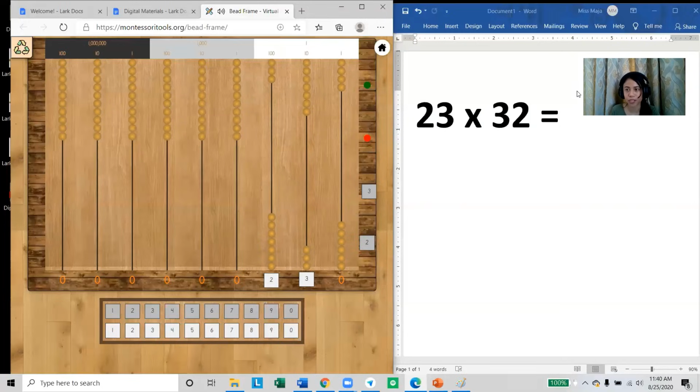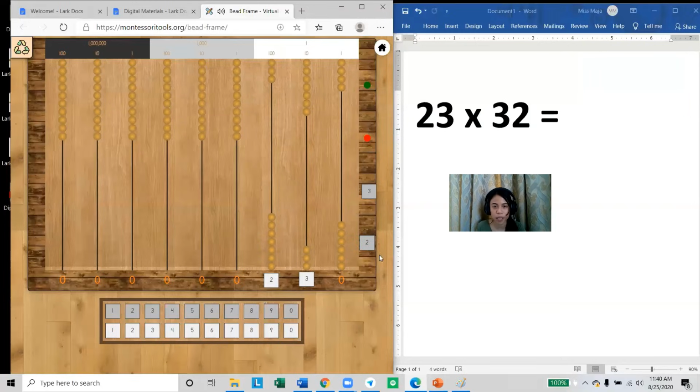23 times 32, you could find your answer by looking at the bottom. So you have 7 hundreds, you have 3 tens, and then you have 6 units. So 23 times 32 is equal to 736. So that's how you use the flat bead frame for long multiplication.